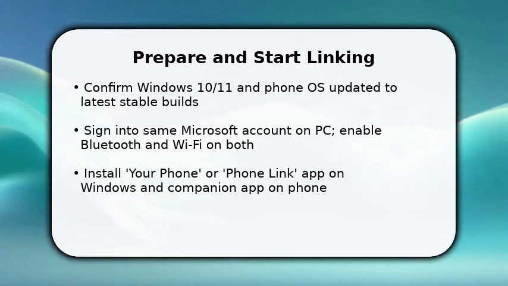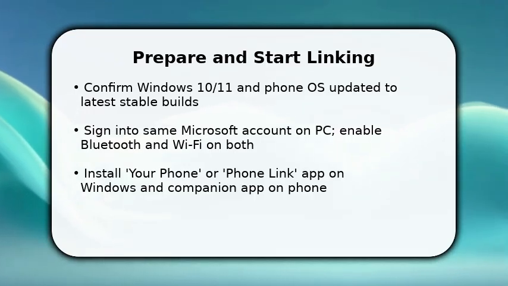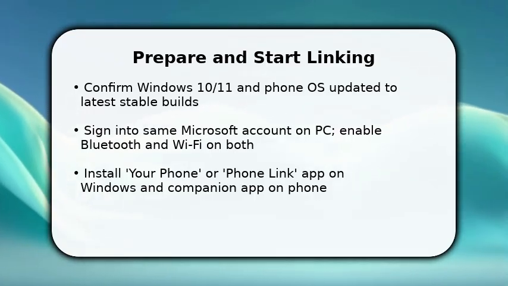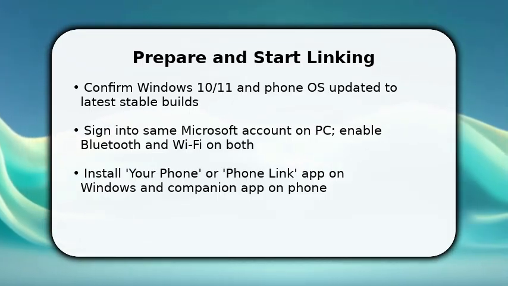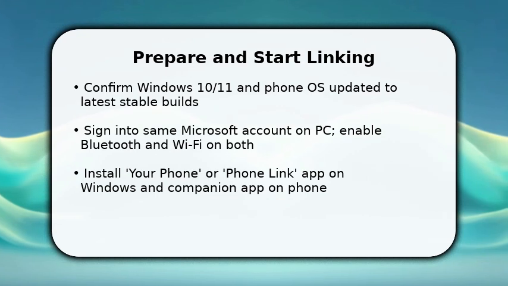Then open the Phone Link, or Your Phone, app on Windows, and install or open the Link to Windows Companion on your phone. Follow the app prompts to start pairing. Accept permissions on the phone so the connection can be established securely.